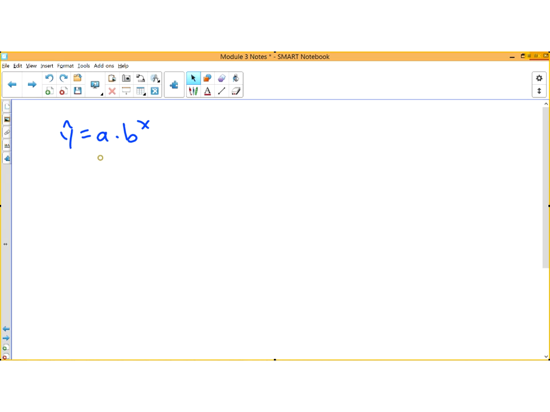And basically, linear means you add the same amount each time or subtract the same amount each time. Exponential means you multiply by the same amount each time. And the a is sort of like the y-intercept, the initial value. The b is called your growth or decay factor, depending.